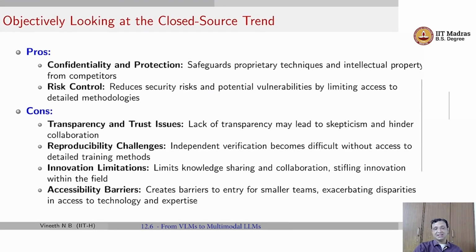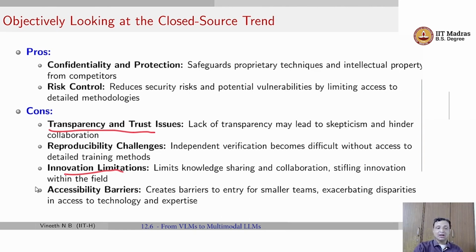But the cons are significant too. There are now transparency and trust issues because the model is no more open source, and the lack of transparency may lead to skepticism and hinder collaboration. There could be reproducibility challenges because we don't know anymore how the model actually works in terms of its architecture. Innovation limitations, because it's not going to be easy to build on top of those models, because for anyone to replicate those results may take many months of effort.